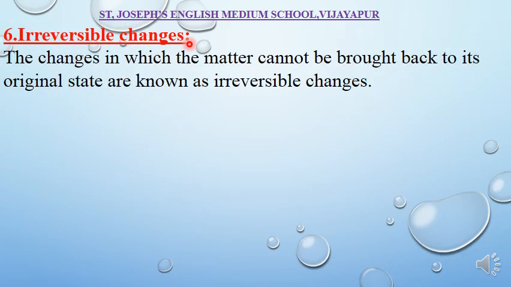Irreversible changes. Opposite of that. Once this change takes place, you can't change it back to its original position. Okay? The changes in which the matter cannot be brought back to its original state are known as irreversible changes.